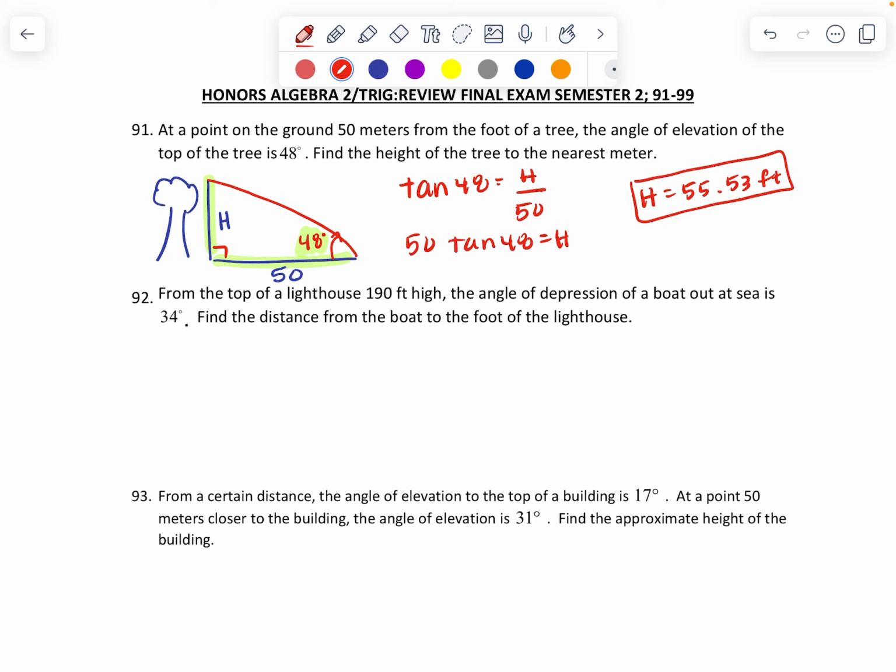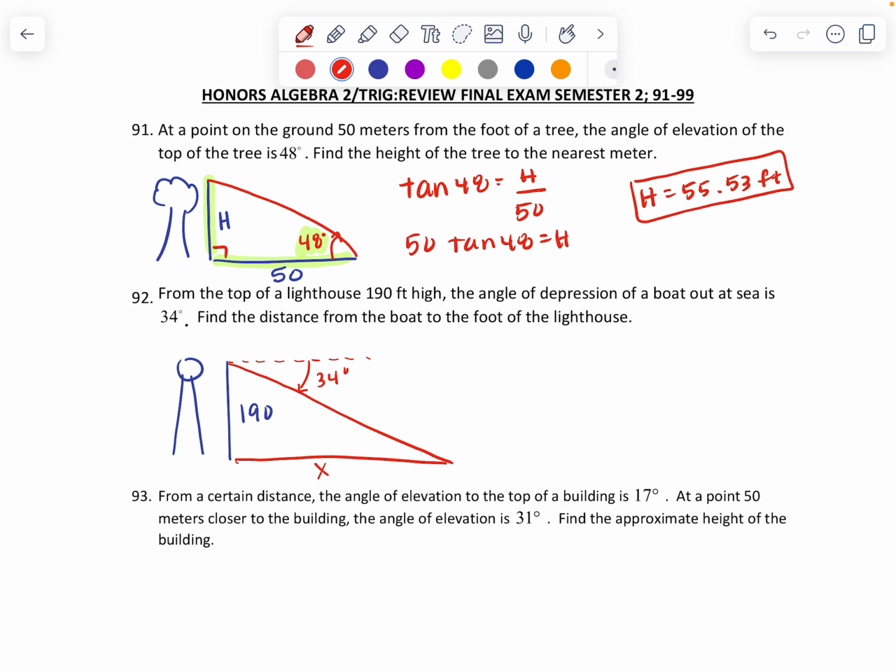Okay. All right, number 92, from the top of a lighthouse. So this time we have a lighthouse. So here's your little lighthouse, right? I do not know how to draw a lighthouse, but whatever. That's 190 feet high. So this is 190 feet high. The angle of depression of the boat out to sea is 34 degrees. So you're looking out at a boat with an angle of depression. So if you're looking straight out like this, your angle of depression is going to be this. So this is going to be your 34 degrees. So when you're looking out at a boat somewhere over here, okay? And then the question is, find the distance from the boat to the foot of the lighthouse. So you're looking for this X, okay?